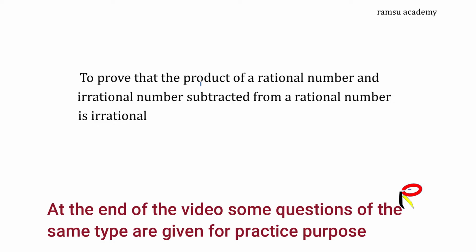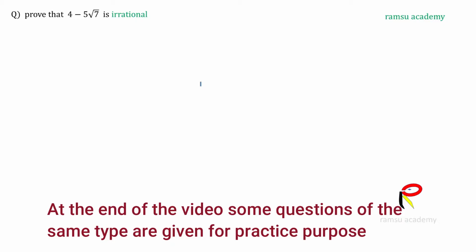In this video, we are going to prove that the product of a rational number and irrational number subtracted from a rational number is irrational. Question is, prove that 4 minus 5 root 7 is irrational.